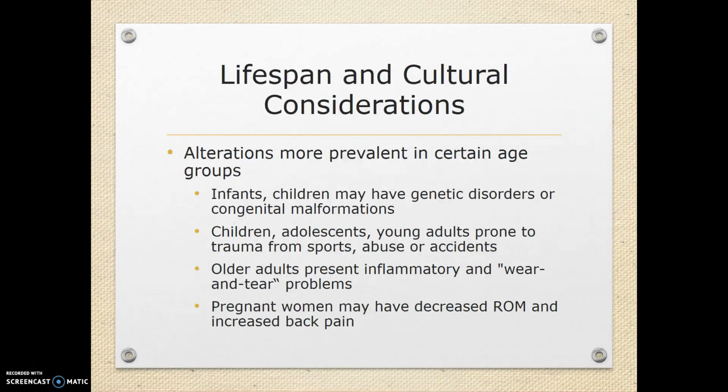Lifespan, cultural considerations. Typically, there are genetic disorders or congenital malformations in infants and children. When they get a little bit older, children and adults are prone to trauma from sports, abuse, or accidents. Older adults are more prone to inflammatory and wear and tear problems on their joints, again, where that cartilage wears out. Pregnant women have a decreased range of motion and increased back pain.